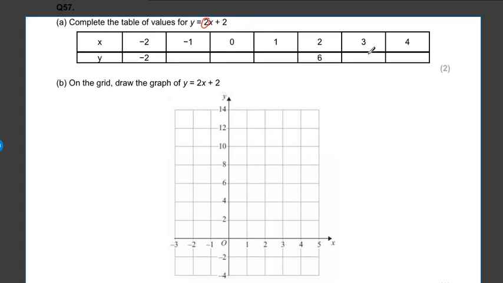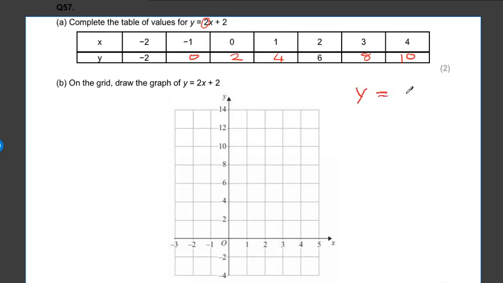6 plus 2 is 8. 8 plus 2 is 10. Minus 2 plus 2 is 0. 0 plus 2 is 2. 2 plus 2 is 4. 4 plus 2 is 6. Easy, right? The proper way to do it, I will actually show you.